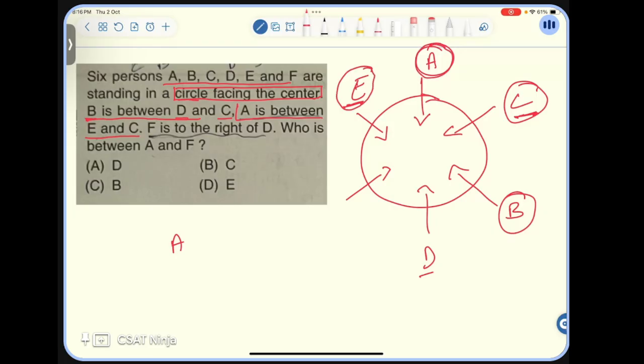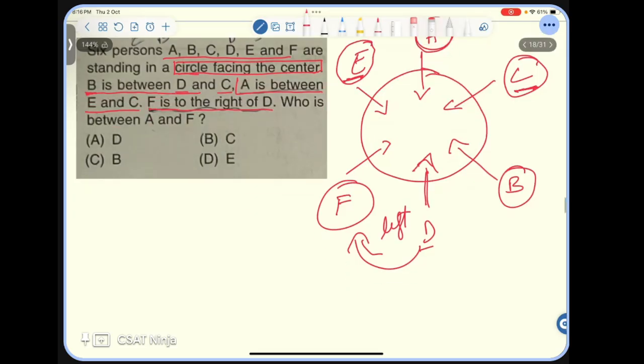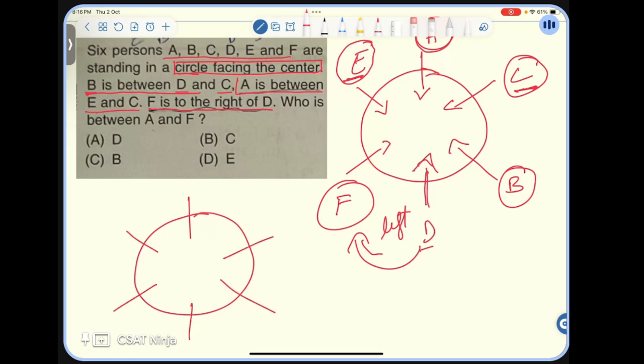Next, F is to the right of D. So if I put F here, then if you are sitting here and looking inside, this one will be your left side. So our guess here was wrong. I should have created one more guess here, but I thought we could get directly here.